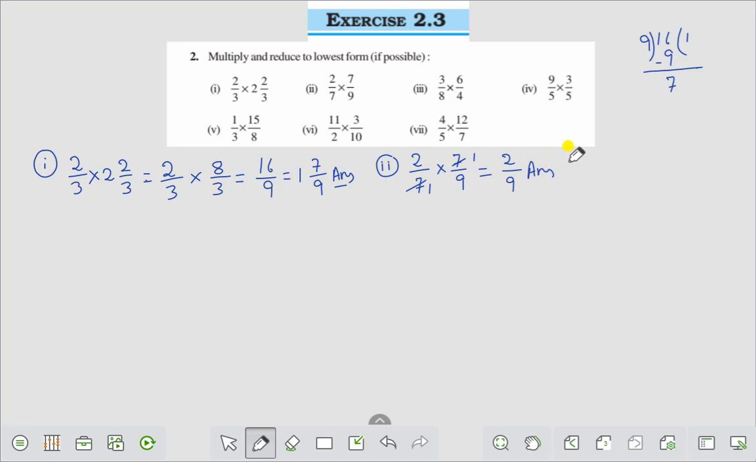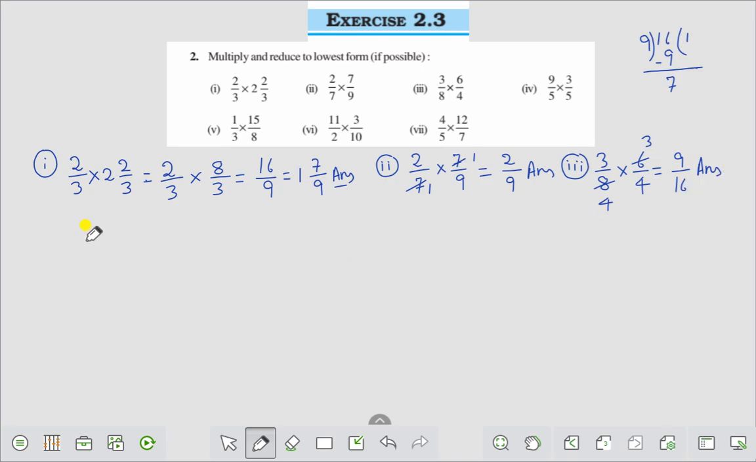Now question number 3 is 3 by 8 into 6 by 4. Right? Divide by 2, that is 2 4s are 8, 2 3s are 6. Right? Therefore, you are getting 3 3s are 9 and 4 4s are 16. This is the answer.